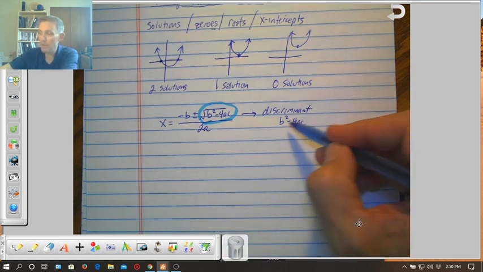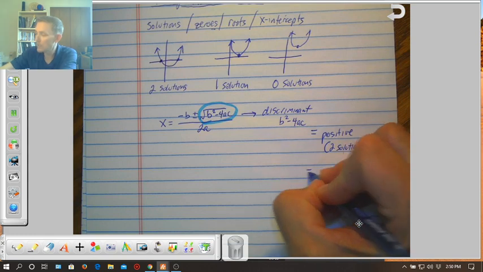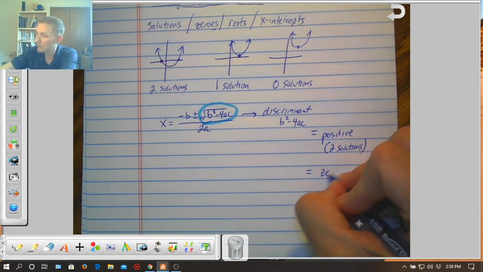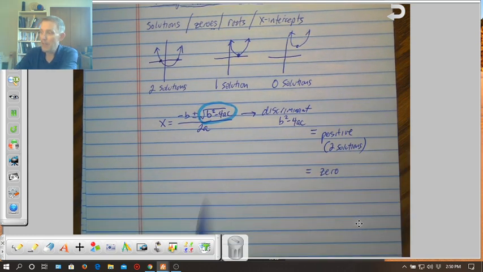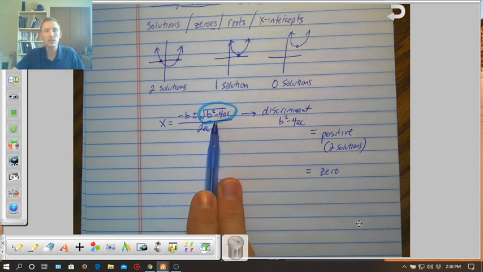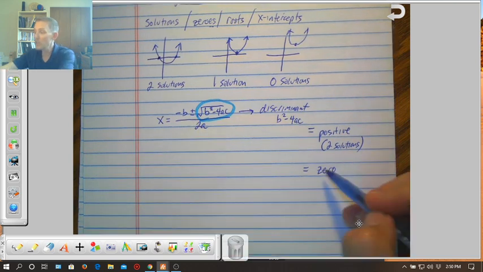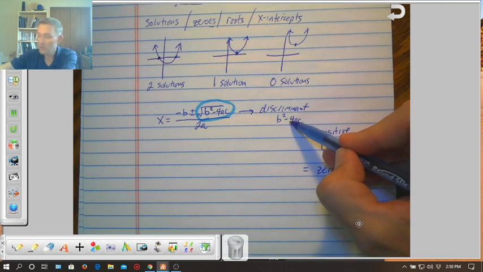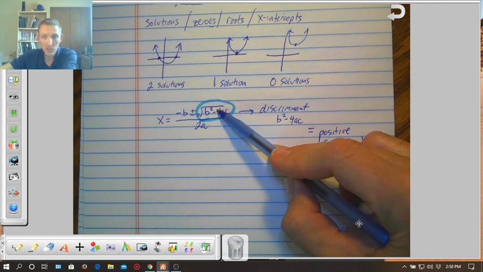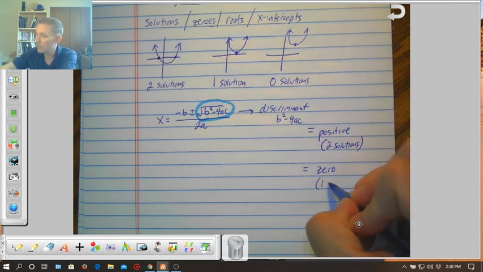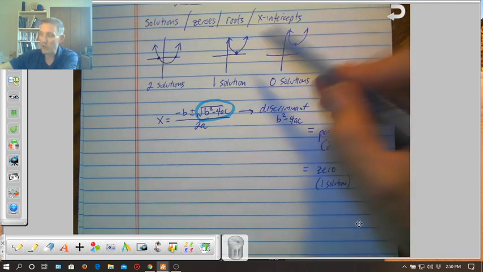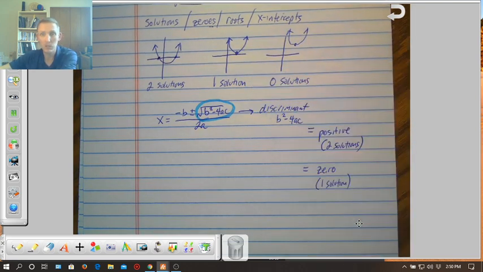Now we can have the b squared minus 4ac equal 0. Now that would put a 0 inside the radical. Well, this is significant because if I go plus or minus 0, it's the same thing. So if 0 is the discriminant, therefore 0 is in the radical, that's going to give me one solution. And if I graphed it, it would look like this one here.